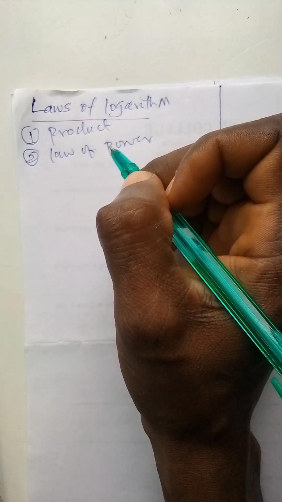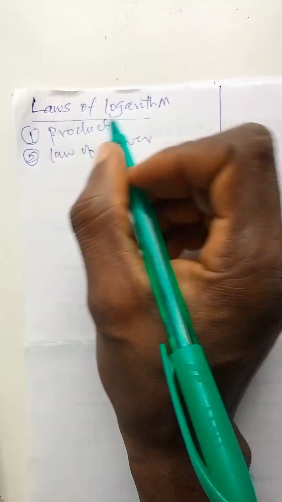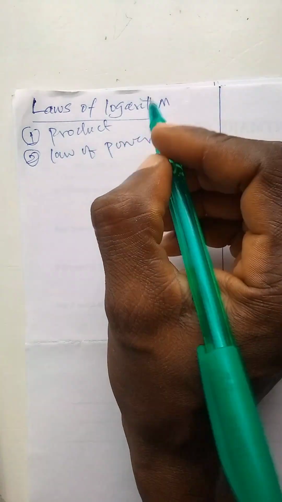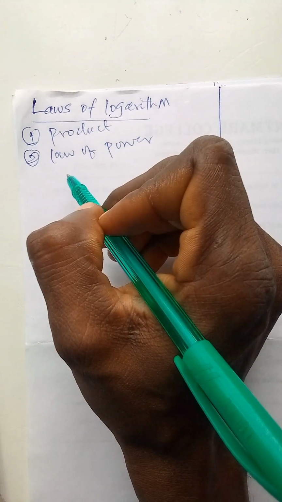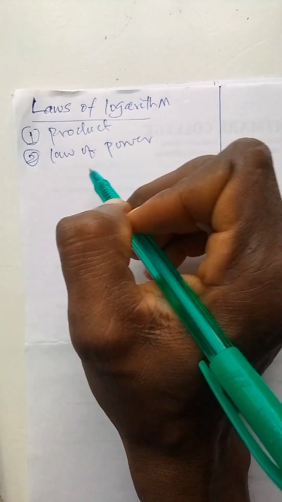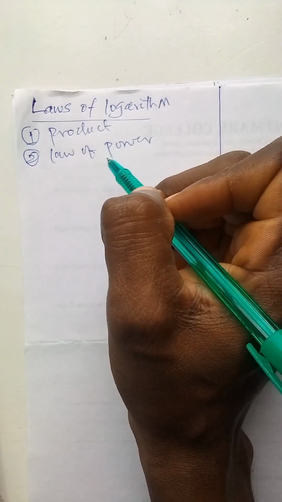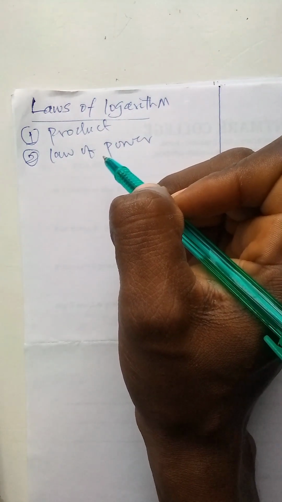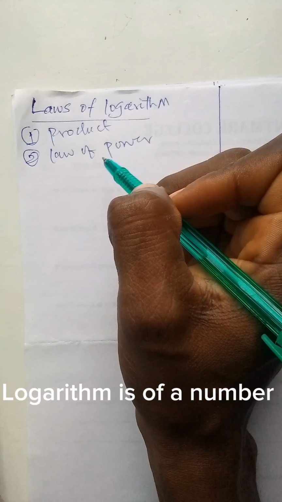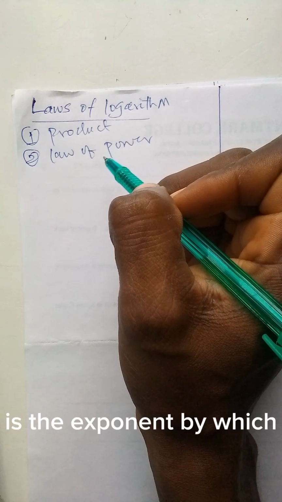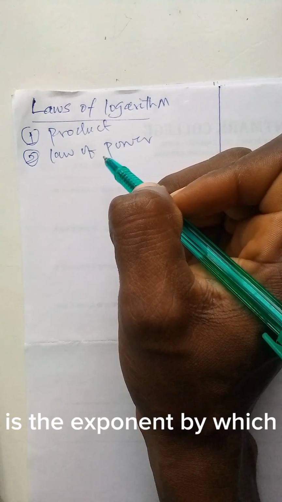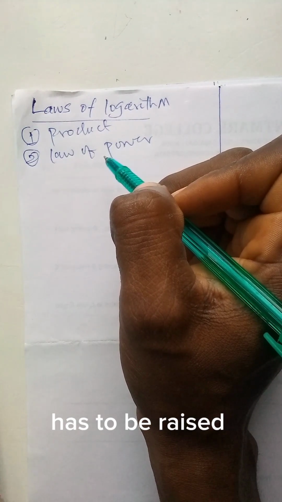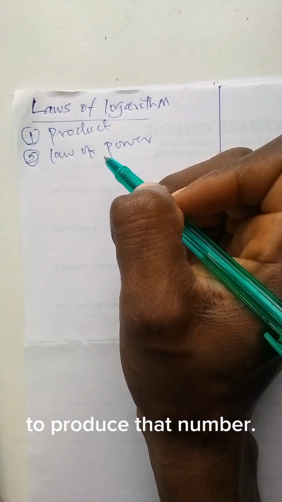In this video, I will be discussing two laws of logarithm. One is the product law of logarithm, and the other one is the power law, or law of power of logarithm. But before I proceed, we need to know what logarithm is about. The logarithm of a number is the exponent, or power, or index by which another number called the base is raised to produce that number.